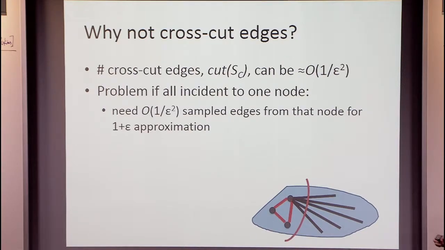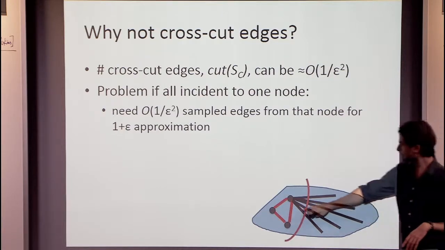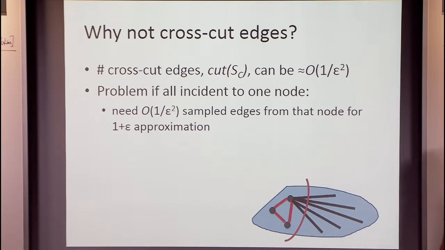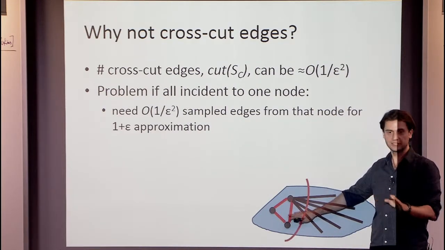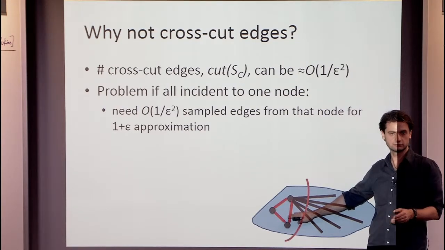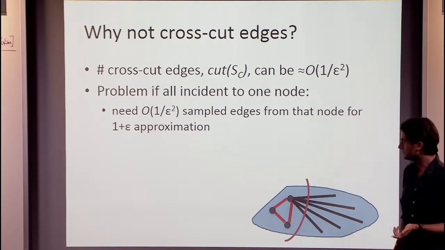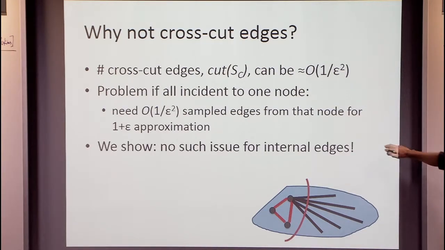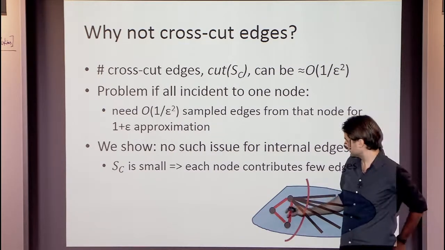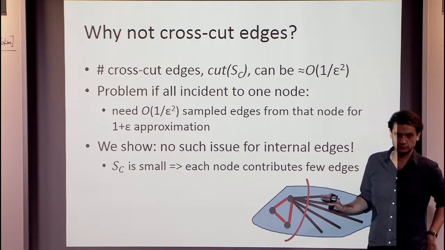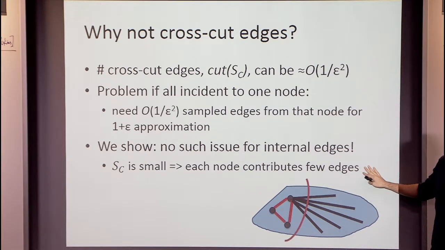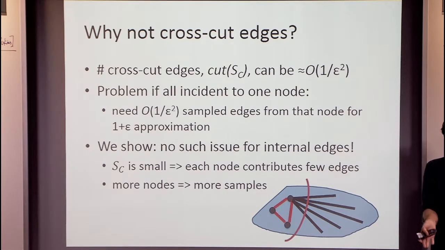So one idea would be to say that the set is so small that the number of edges inside is insignificant. This is not the case, but this number can be estimated well from our sample of 1 over epsilon edges per node. Basically what we show is that there is no such issue for internal edges. Why? First, we will show that the set S is small. It is something like 1 over epsilon, which means that each node cannot have a big internal degree, right? So to have a large number of edges, they have to be supported by many nodes.